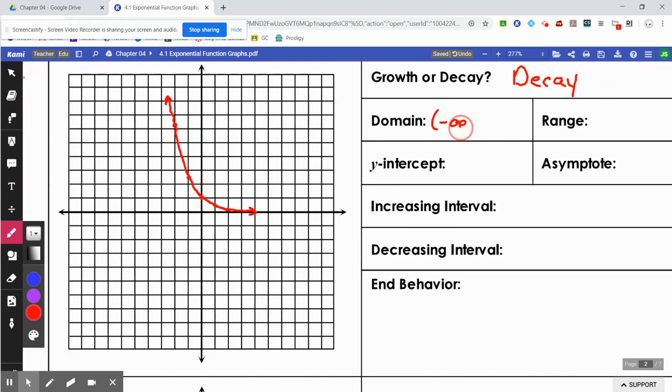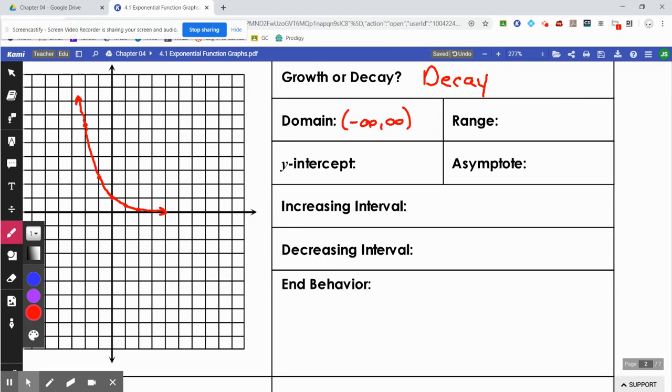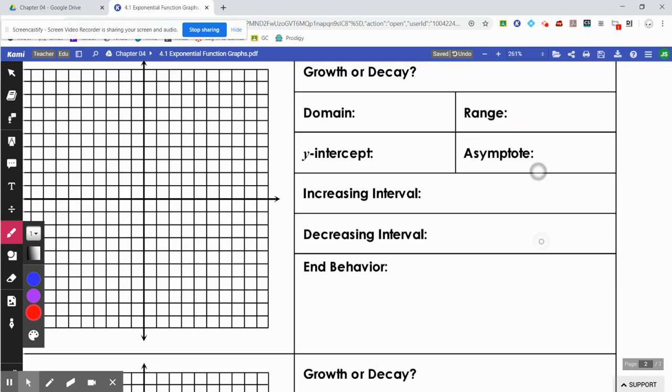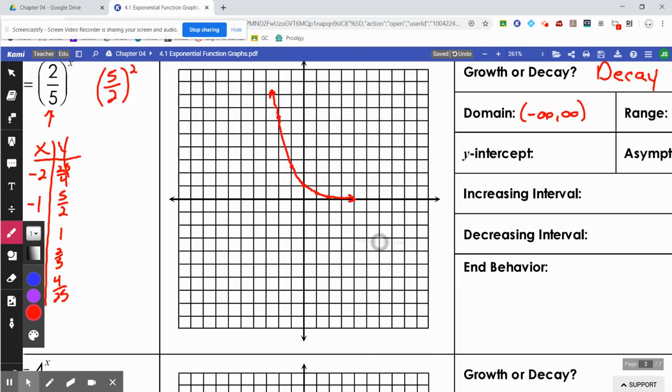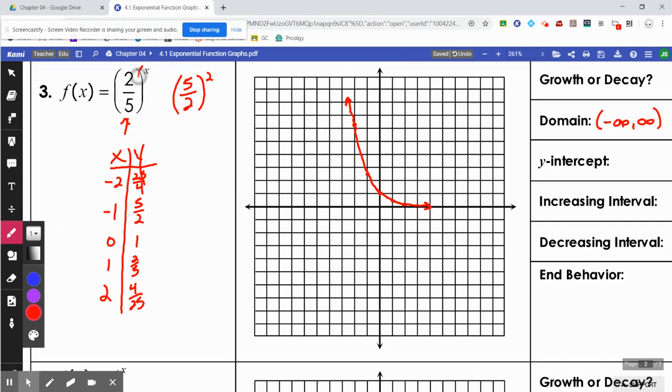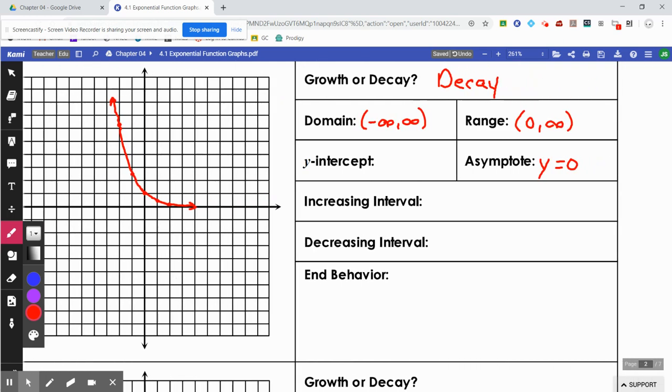Our domain, there are no breaks. There is nothing you cannot plug in for your x values. Your range is the same, 0 to infinity, because you have that asymptote line at y equals 0. You're never going to raise anything to a power to give you a negative. And that's going to come into play big time when we start talking about logarithms. You cannot raise a positive number to a power to give you a negative. My y-intercept is the exact same, (0, 1), because when I plugged in 0, I got 1.